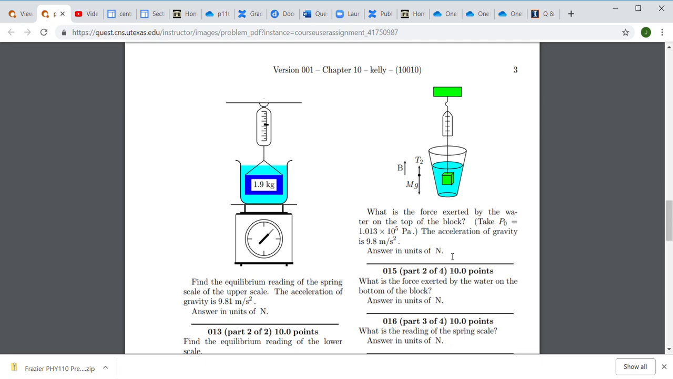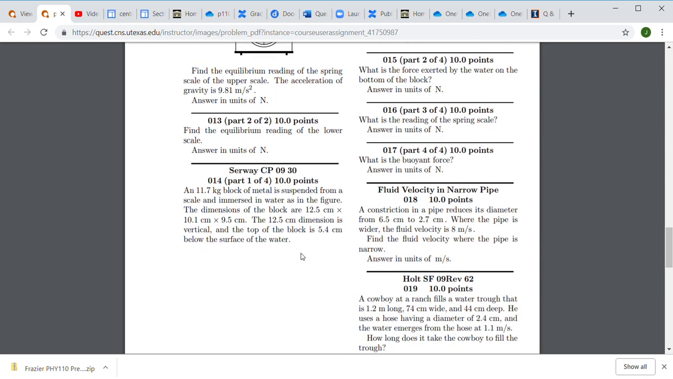What is the force exerted by the water on the top of the block? Well, that's the pressure at this depth times the area of the top of the block. So in my particular problem, that would be rho g h, where h is 5.4 centimeters or 0.054 meters. Calculate rho g h, and it's in water, so we're using rho is 1,000 in SI units.